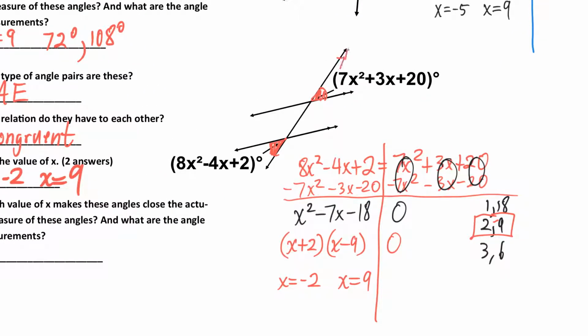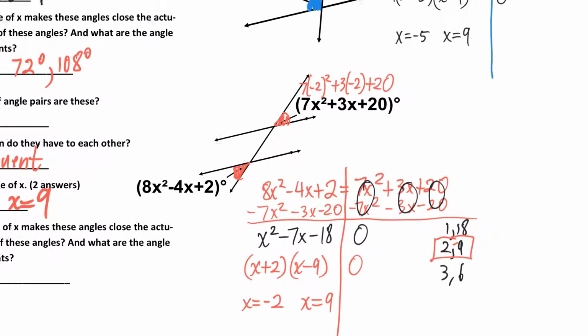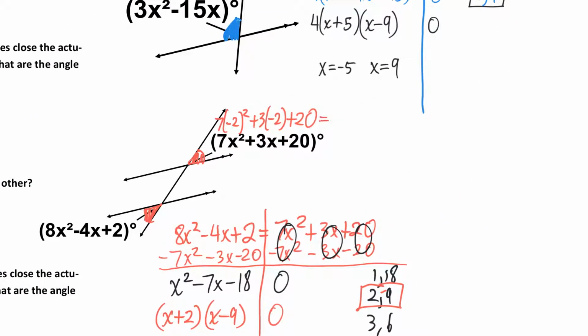So let's start off with negative 2. 7 times negative 2 squared plus 3 times negative 2 plus 20. So just type that in and make sure you're putting that negative 2 in parentheses, because if you don't, especially on the squared part, it'll mess it up. It's 38. It gives you 38?